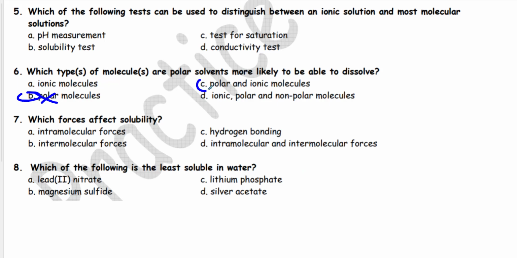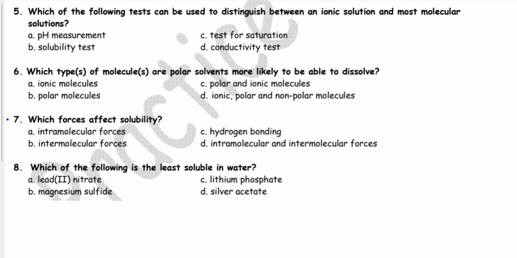It is C, yes. Because ionic molecules are also polar. Just remember that. So non-polar molecules obviously not, and ionic molecules alone no. But the combination of A and B, which is C, yes. Because once again, ionic molecules are considered polar by definition. All right, let's continue. Seven.